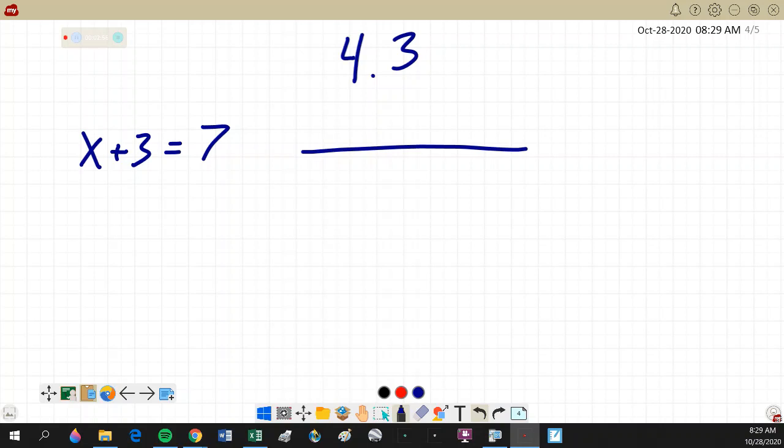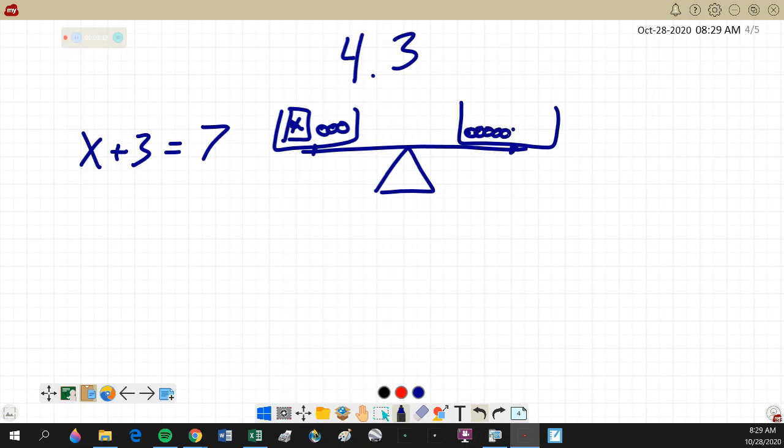Imagine that this was a balanced scale. You know those little balanced scale things you used to play with? So on one side, we have a box that says x, and then we have 3 1-pound rocks, and on the other side, we have 7 1-pound rocks. And I want to know how much does the x box weigh?